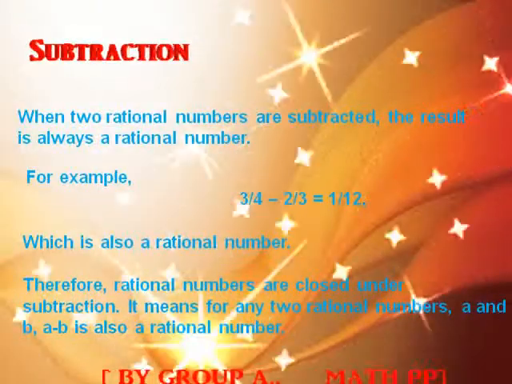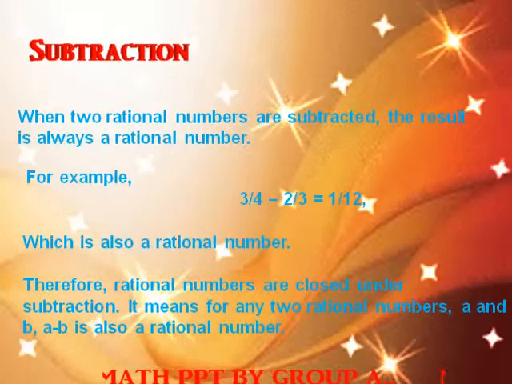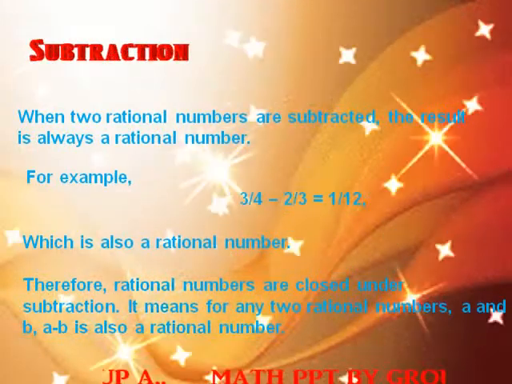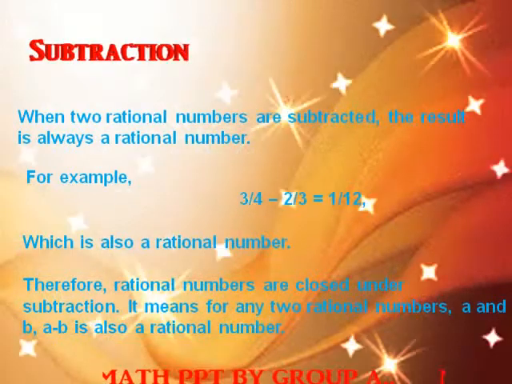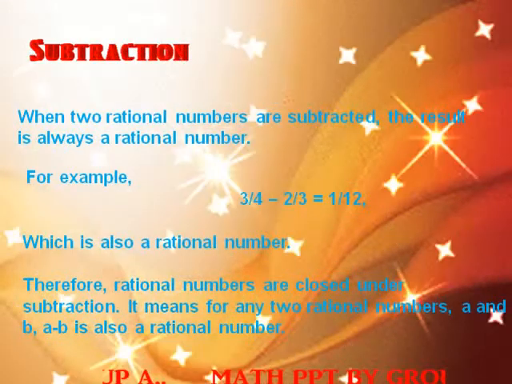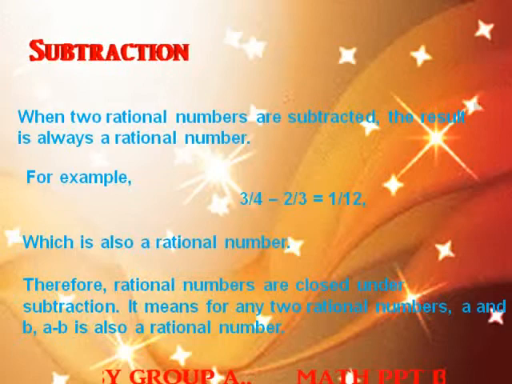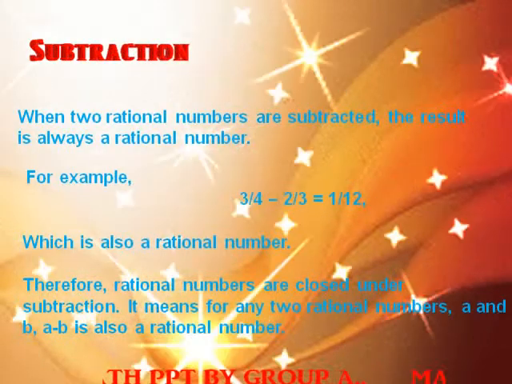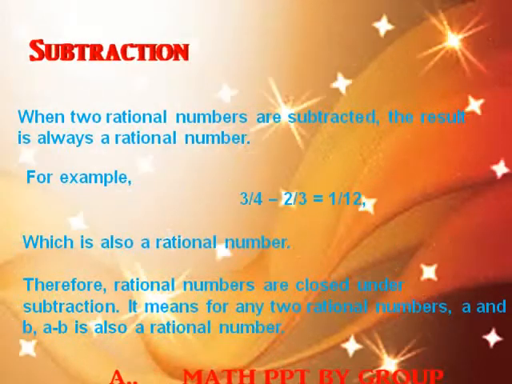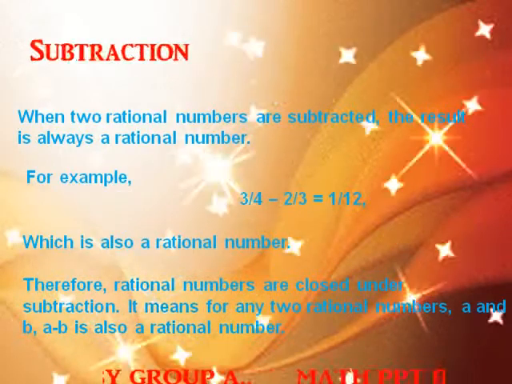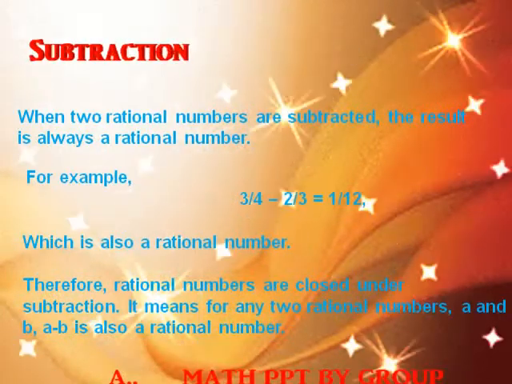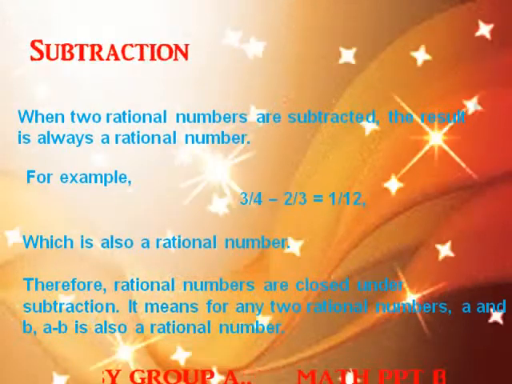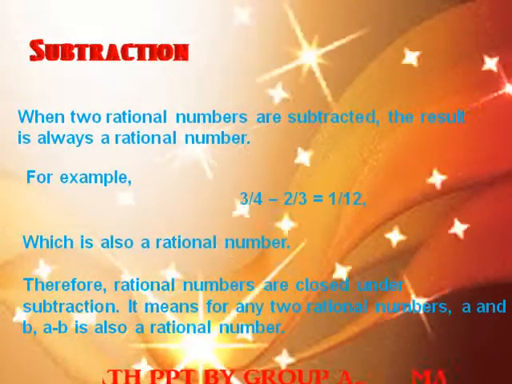When 2 rational numbers are subtracted, the result is always a rational number. For example, 3 upon 4 minus 2 upon 3 equals 1 upon 12, which is also a rational number. Therefore, rational numbers are closed under subtraction. It means for any 2 rational numbers, a and b, a minus b is also a rational number.